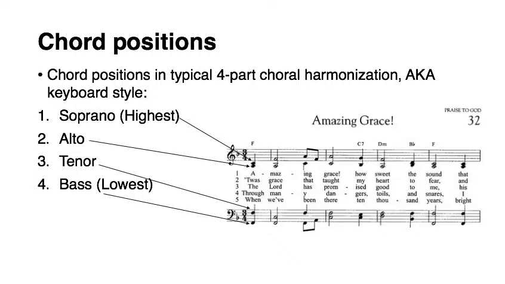A lot of teaching in music theory is done with the help of something called four-part choral harmonization, also known as keyboard style harmonization, because it fits really nicely under the hands of a pianist. That is a style of harmonizing triads so that there are 4 notes per chord, right? So we're going to have a triad and one of those notes will be doubled.